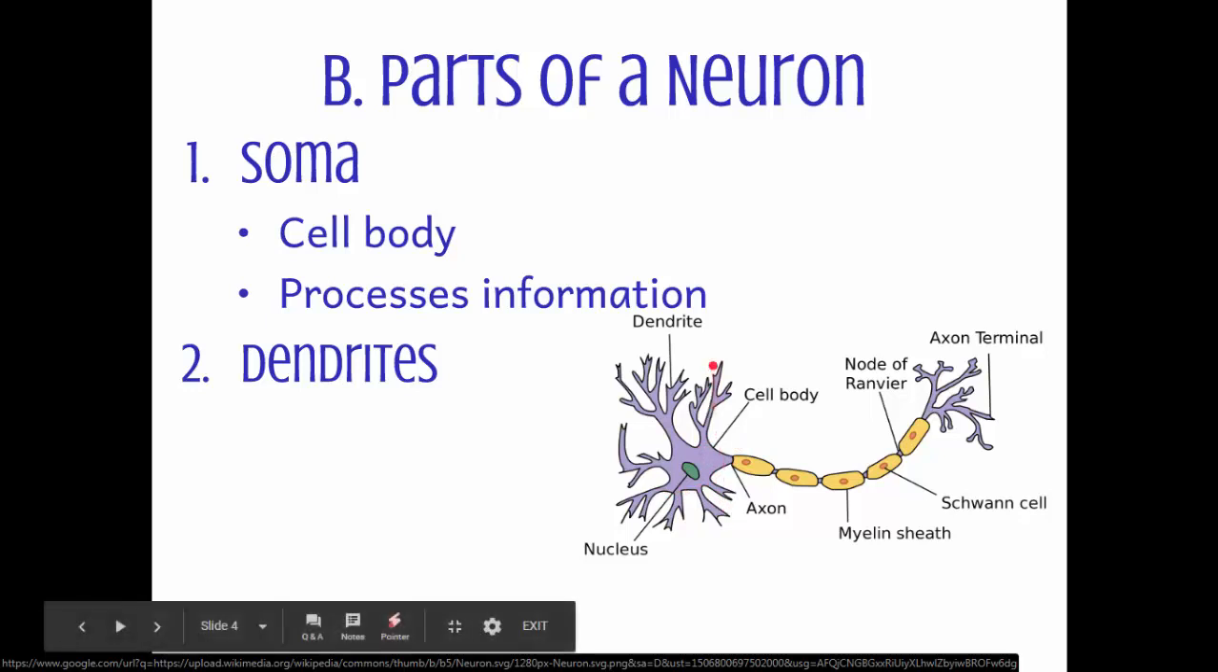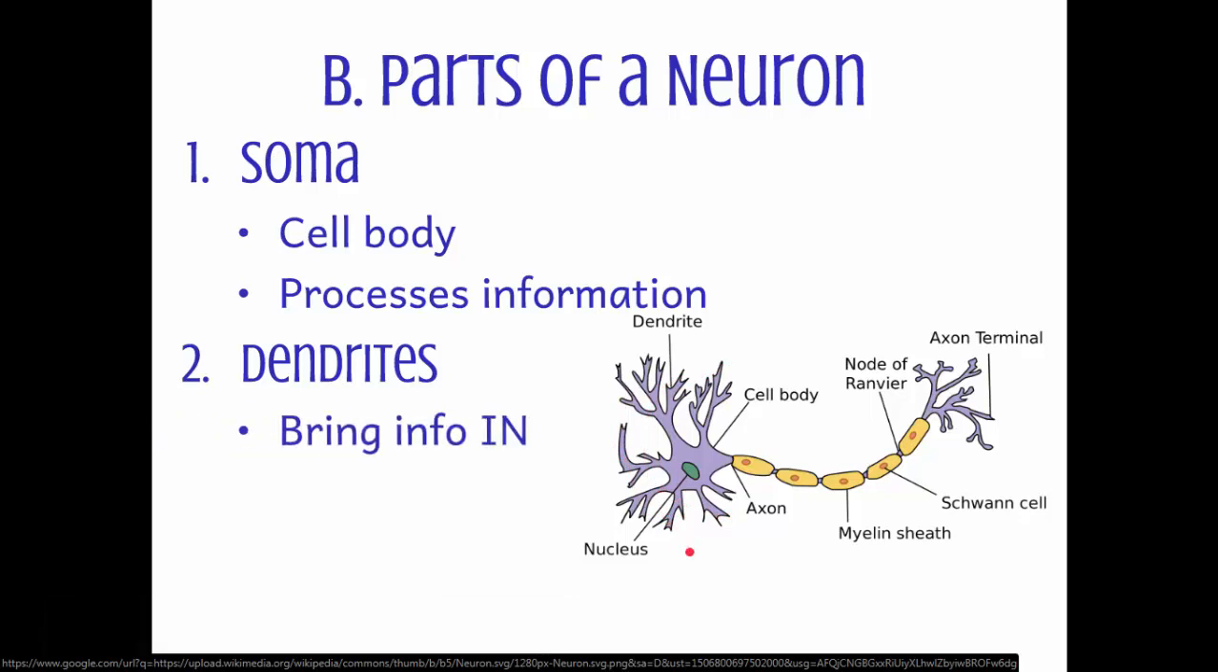The second structure is dendrites. The dendrites are located out here, and they look like a tree. They look like the branches of a tree, and that's how we want to remember those dendrites. And the dendrites' responsibility is to bring information in from other neurons. So it brings that information in, and then it gets processed in the soma, and then it's going to send that information out through the third structure, which is called the axon.